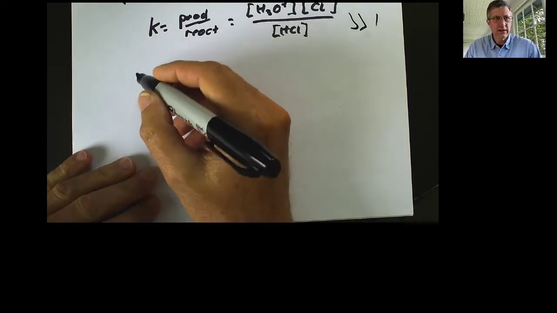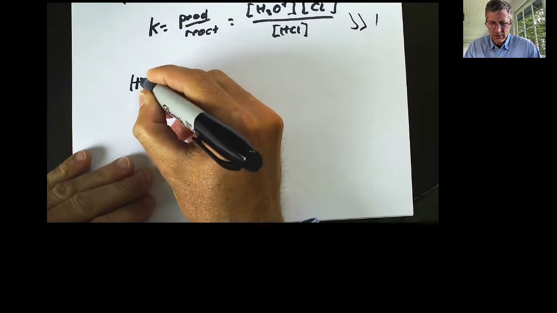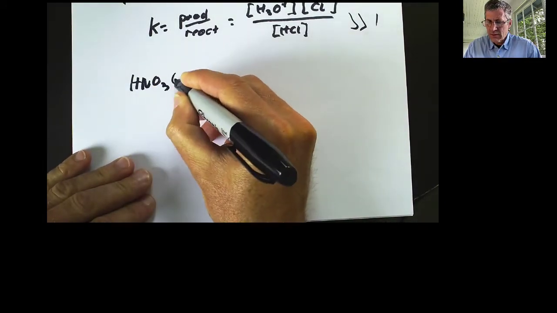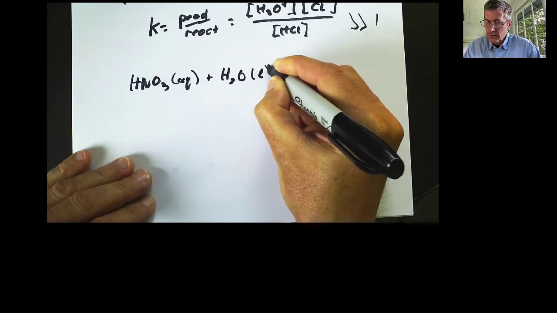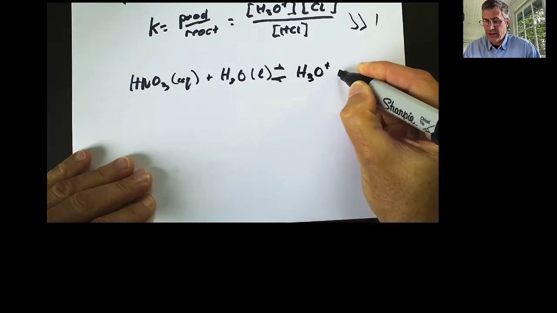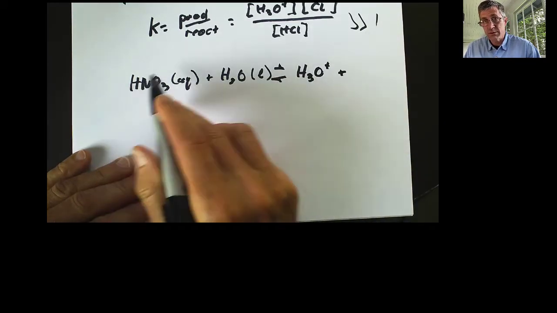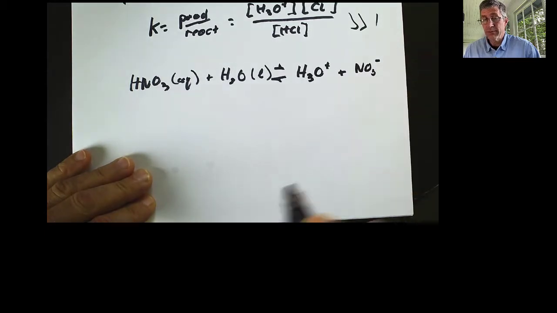So I can take another strong acid. Let's take HNO3, nitric acid. This is going to be aqueous. I'm going to combine it with water, which is a liquid. This is going to be an equilibrium. I'm going to get out of this my hydronium ion plus whatever is left over. Remember, I'm just transferring one hydrogen, so I'll have my nitrate polyatomic ion left over as well.